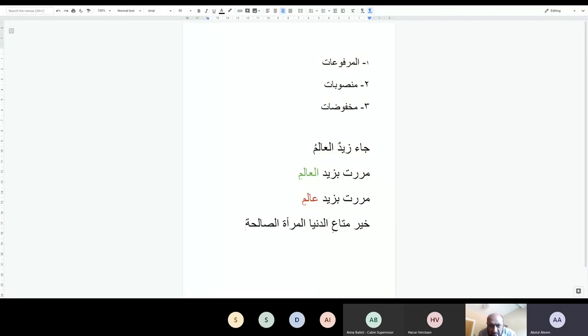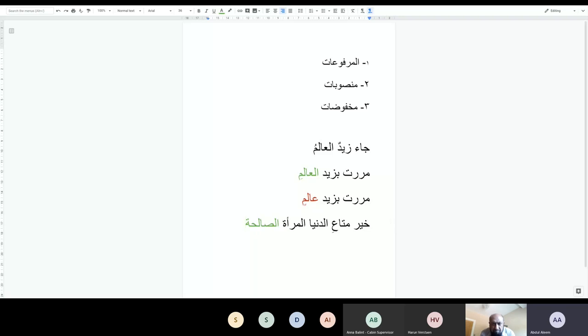Saliha, no. Saliha is the na'at. And if you notice the gender, it is mu'annath because mar'a. If it was rajul, it has to be rajul salih. Mar'atu saliha. So it also follows the gender. And what is the last thing it follows?